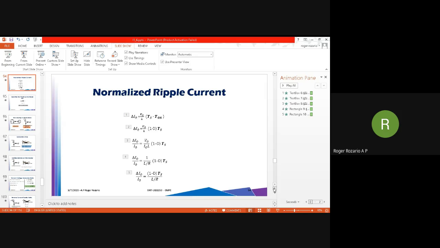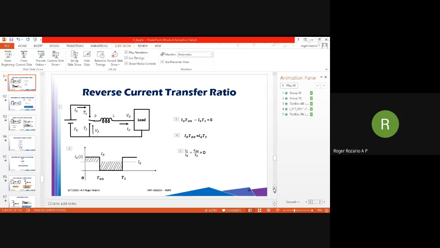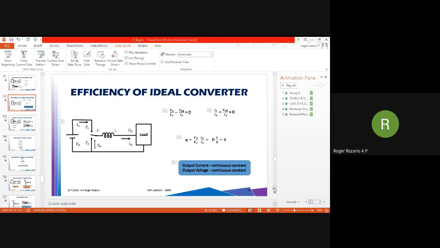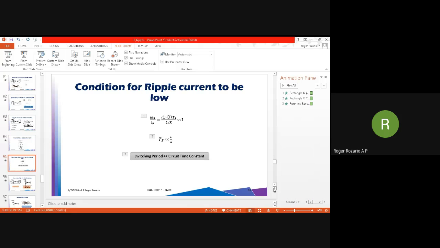Next we will find out the forward voltage conversion ratio. Afterwards we will go for the reverse current transfer ratio, and using that we will find out the efficiency. The whole course content will be studied like this. Is it clear?